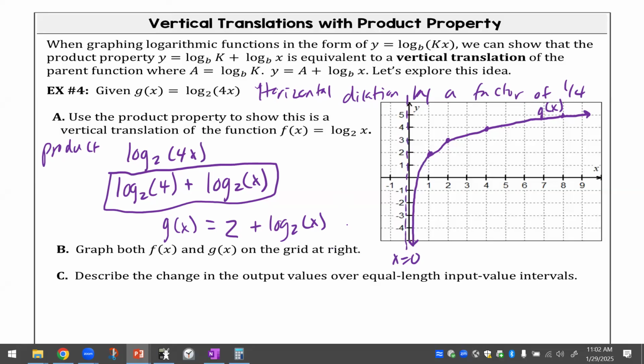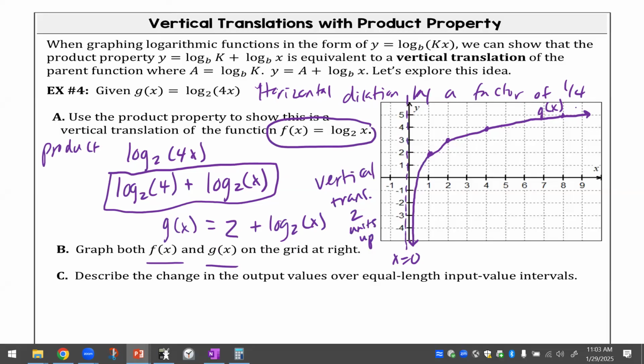Yes? All right. So we have a vertical translation 2 units. Okay, so I'm going to go ahead and graph my f of x, which is my parent function, so that we can see that all this is true. So f of x, and it says make sure you graph both f of x and g of x.